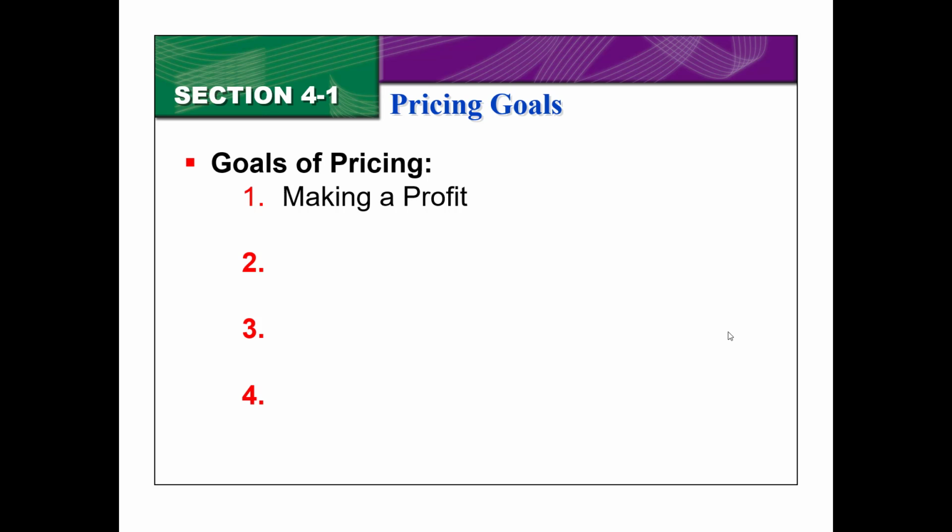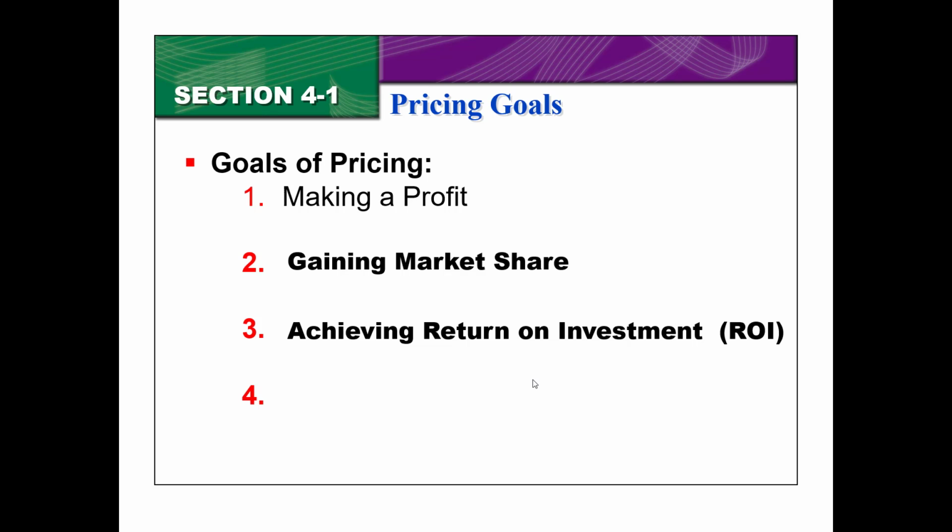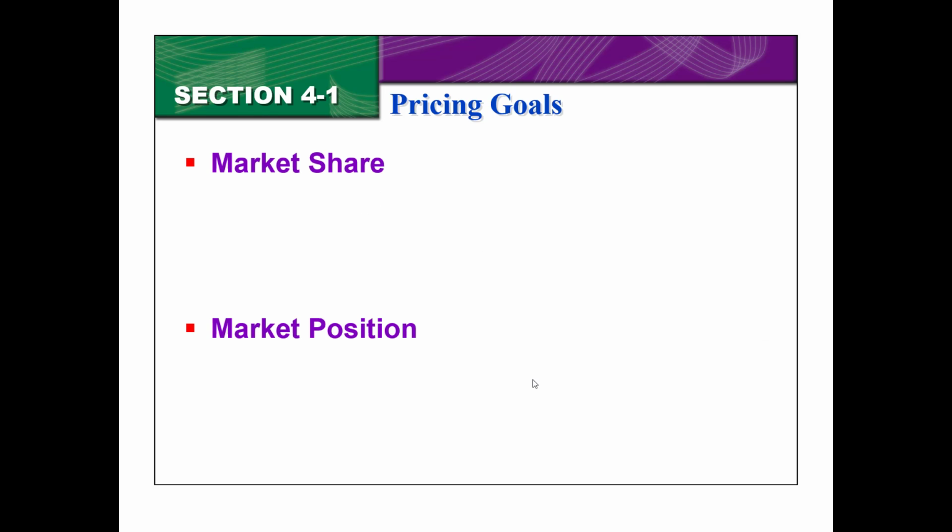Now, while marketers are mainly concerned with making a profit, there are three other goals of pricing. So the second goal would be to gain a specific market share or position. The third goal would be to achieve an ROI, a return on investment. And the fourth goal would be to meet or match the competition. So we're going to break down each one of these goals a little bit more in depth, starting with gaining a specific share of the market or earning a specific market position.